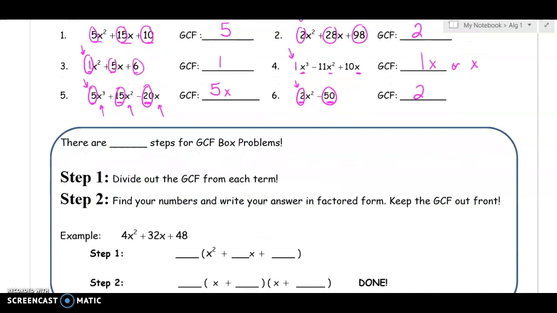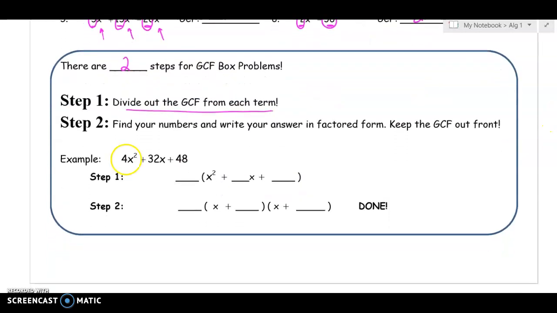All right, so there are going to be 2 steps for GCF box problems. Instead of just going straight to box problems, we're now going to have an additional step where we have to divide out the GCF first, and then we get to factor it. So here's how that's going to work. First off, we're going to find the GCF of this.